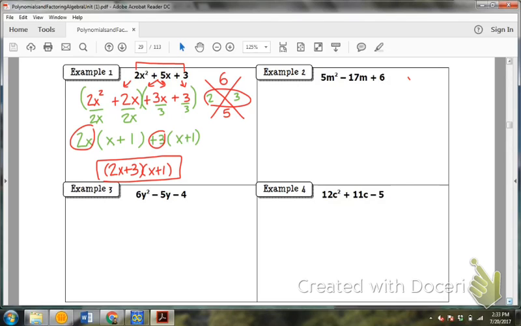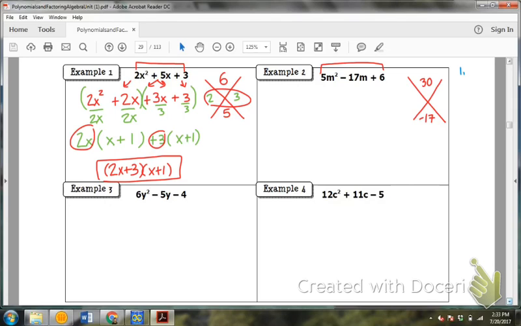Same process. Remember, in order to get the multiply number, though, we have to do the first times the last, right? So 5 times 6 gives you 30 up top. And then we're going to do the negative 17 on the bottom. If you're having trouble with the factors, you're just going to do 30 divided by 1, 30 divided by 2, 30 divided by 3. There is no other way to do it if you are not strong with multiplication, and I'm not going to do it for you on a test. You're just going to have to rely on your calculator.